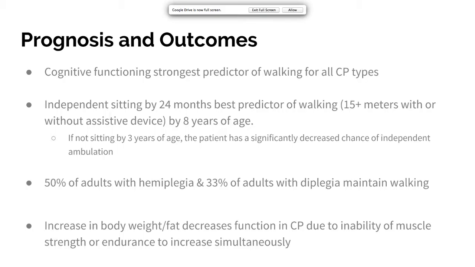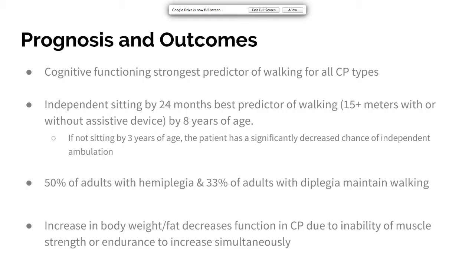Prognosis and outcomes are important in goal setting, as well as helping parents, caregivers, or children understand what their function could potentially look like. In the research, the factor that best predicts whether a child with cerebral palsy will walk or not is cognition, the child's ability to learn and understand. Children with cerebral palsy who are functioning higher cognitively are more likely to walk.